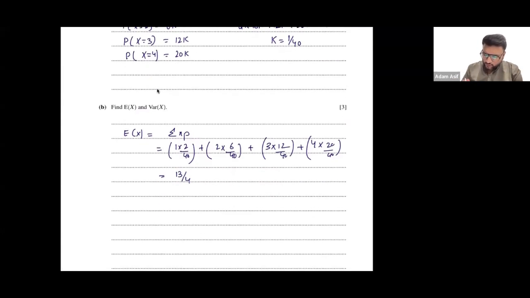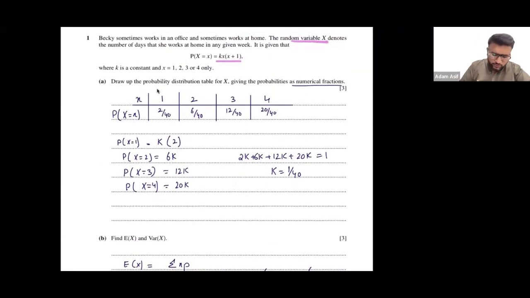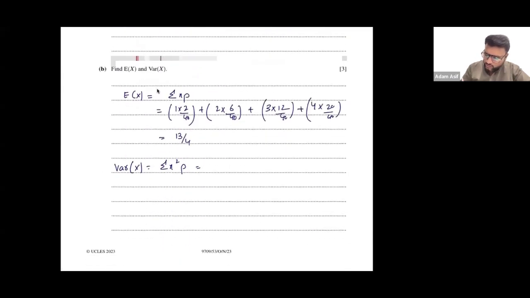Okay. Variance of X is defined as sigma x square P minus the whole thing square. So we are going to take the x square values and multiply with the probabilities. The x square values are going to be 1, 4, 9, and 16. Variance is E of X square, which is sigma x square P, minus E of X, sigma xP, the whole thing squared.